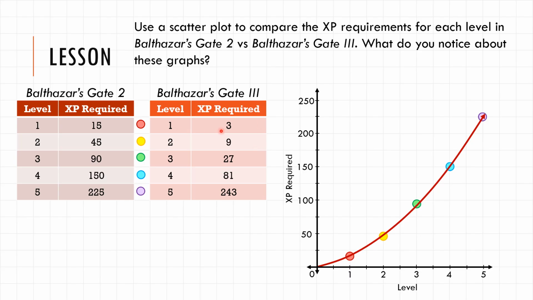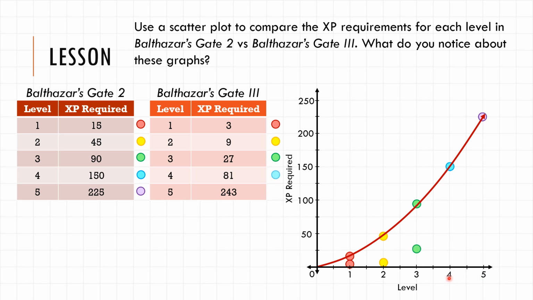Well, for level 1, you only need 3 experience, which should be basically at the horizontal axis. For level 2, 9 experience. That's still less than even the level 1 requirement for the second game. So that's still really, really low down here. For level 3, 27 experience. Okay, it's starting to get a little bit bigger. That would be about there, right? 25 would be here. 27 would be just a bit higher.